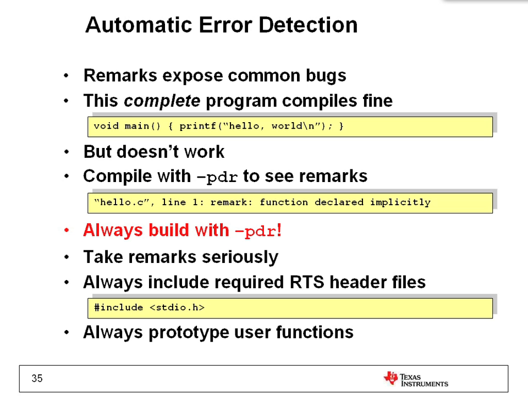So I'm just trying to make the point, you really want to build with remarks enabled, and you want to take the remarks seriously because they can help you find problems just like this one. In this particular case, the fix is to include stdio.h. It includes, among other things, the prototype for printf, which tells the compiler that printf is a variadic function. And while we're talking about prototypes, you really should supply prototypes for your own user functions as well.